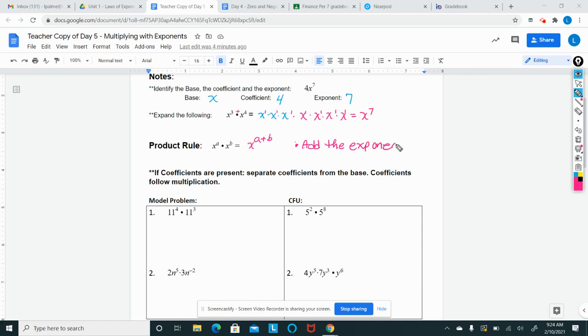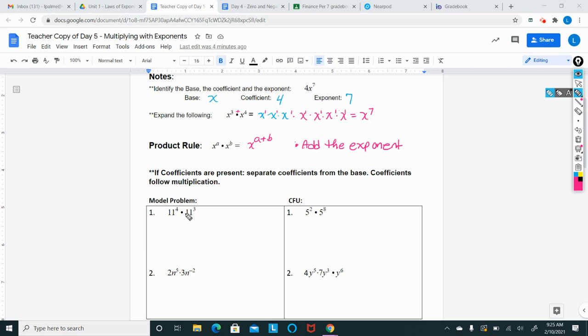Okay, so now if coefficients are present, separate the coefficients from the base, because coefficients follow multiplication. We would not be adding them. It's only the bases raised to the exponents. The bases would stay the same and the exponents would be added. The coefficients would be multiplied.